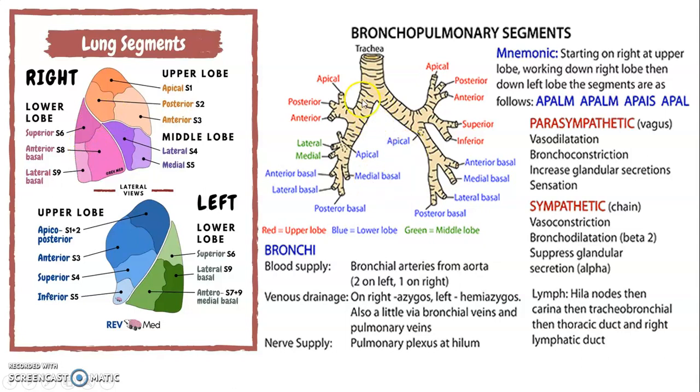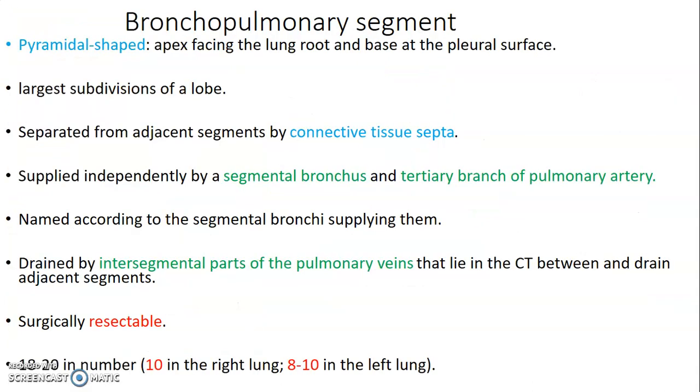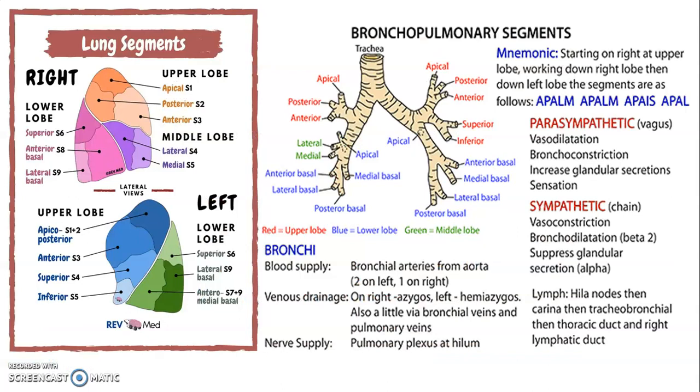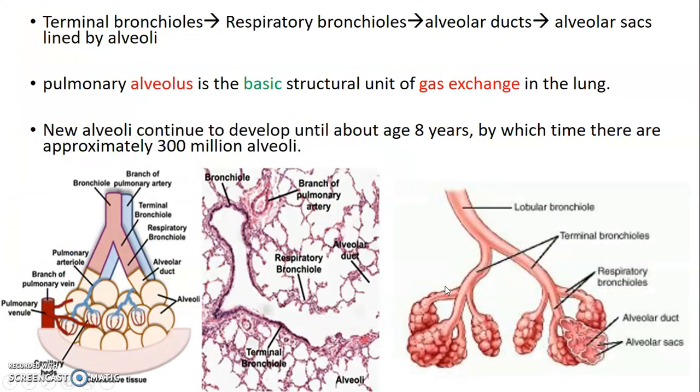These are the segments that are named based on location. On the upper lobe, you have an apical segment, posterior and anterior segment. Then the middle lobe has lateral and medial segments, while the lower lobe has superior, anterior, basal, and lateral. So you're supposed to know the features of a bronchopulmonary segment. This is what is expected of you. Everything that is in this slide is very important. Okay? And this just shows you the innervation and blood supply of the bronchopulmonary segment.